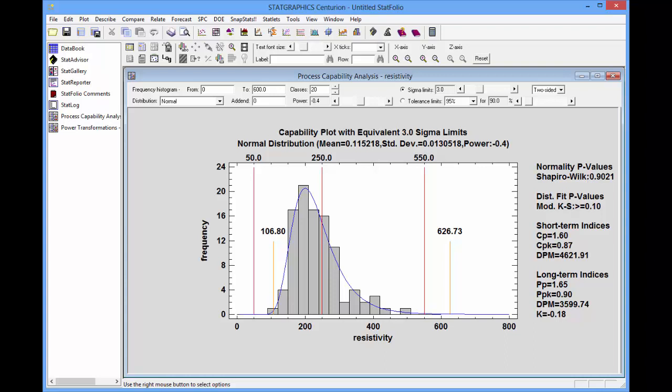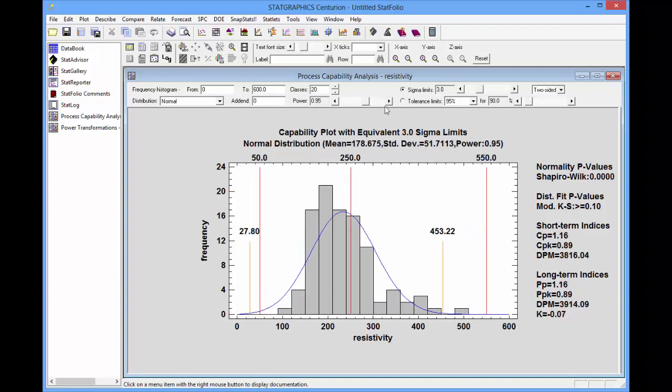Another approach to dealing with non-normal data is to select a distribution other than the normal. I'm going to go to my Statlet toolbar and bring that power back to 1. I'm then going to go to the pull-down list and see what other distributions I could choose. Actually, there's a fairly long list of distributions that could be used to do my capability analysis. To determine what distribution to use, I'm going to go back up to the main Statgraphics menu.